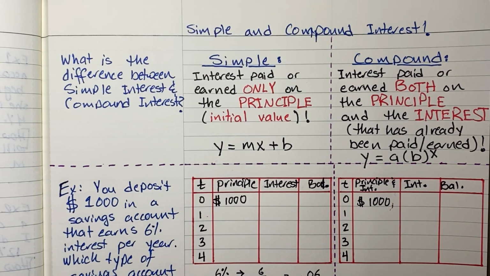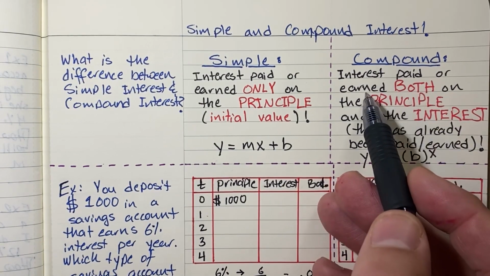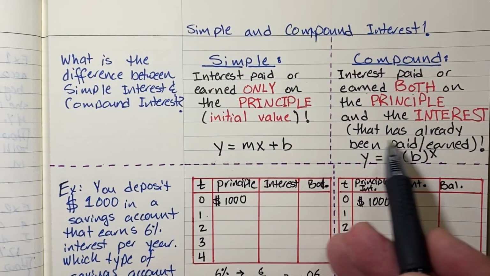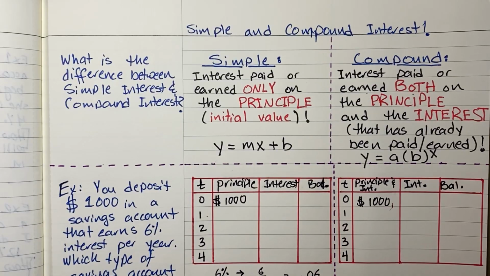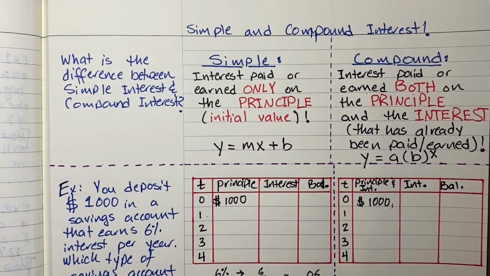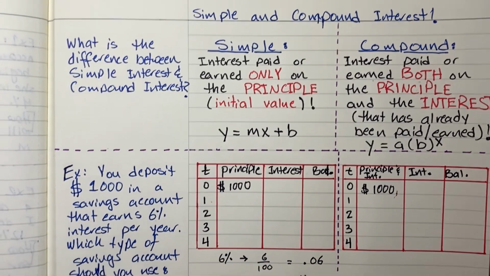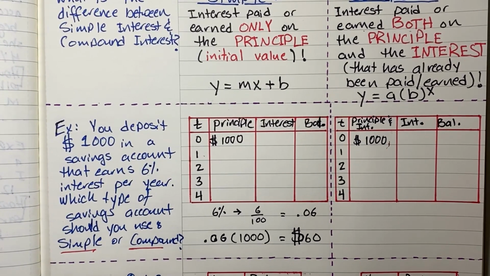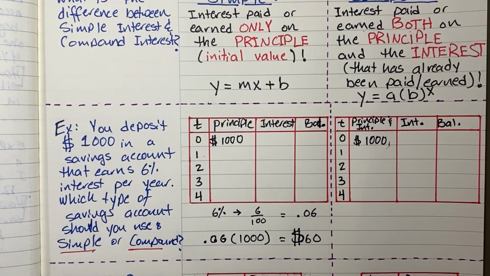Compound interest, on the other hand, is interest that is paid or earned both on the principal and the interest that has already been paid or earned. So on a yearly basis, you're going to see your account is multiplied. There's a number that's multiplied by it each year. So this is going to follow more of an exponential type of function. Okay, so what does this all mean? Let's jump straight into the example. And mind you, this example is going to help you know how to work on the first two questions in your practice problems for this specific lesson.